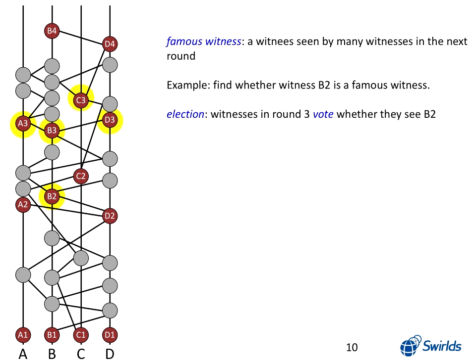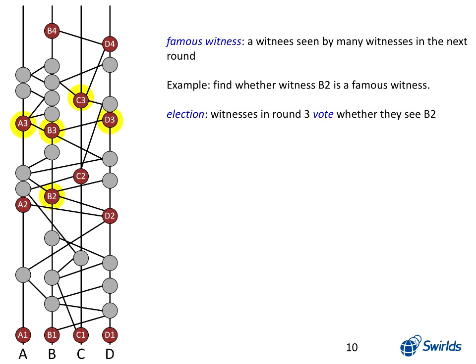Now, the important question for a witness is: is this witness famous? Famous means lots of people see it in the next round. So look at B2. B2 is the witness that we are going to talk about. The question is, is B2 famous?